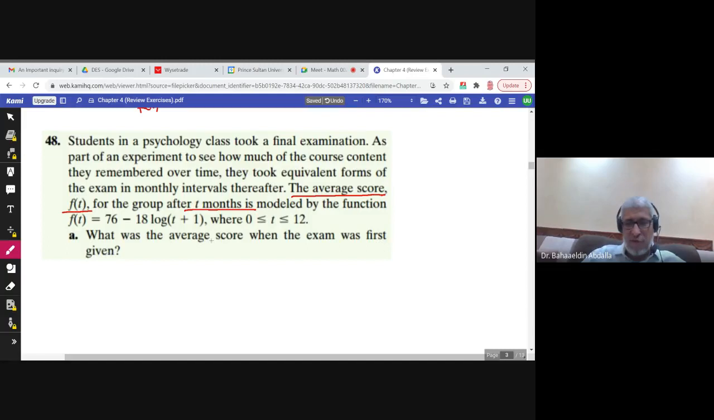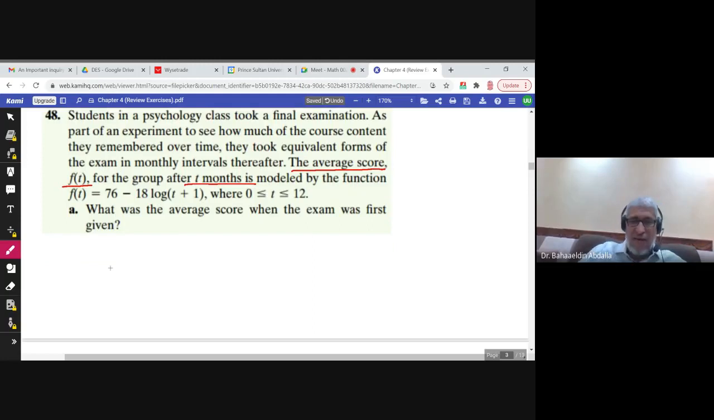What was the average score when the exam was first given? When the exam was first given, what was t? See here, after t months. But when the exam was first given, t was 0. The time was 0. So in that case, the average score, which is f of t, would be equal to 76 minus 18 log of 0 plus 1.